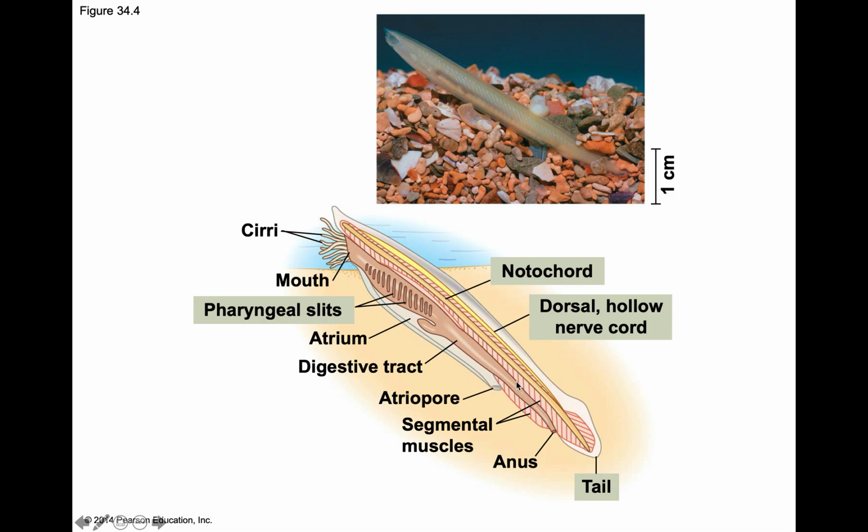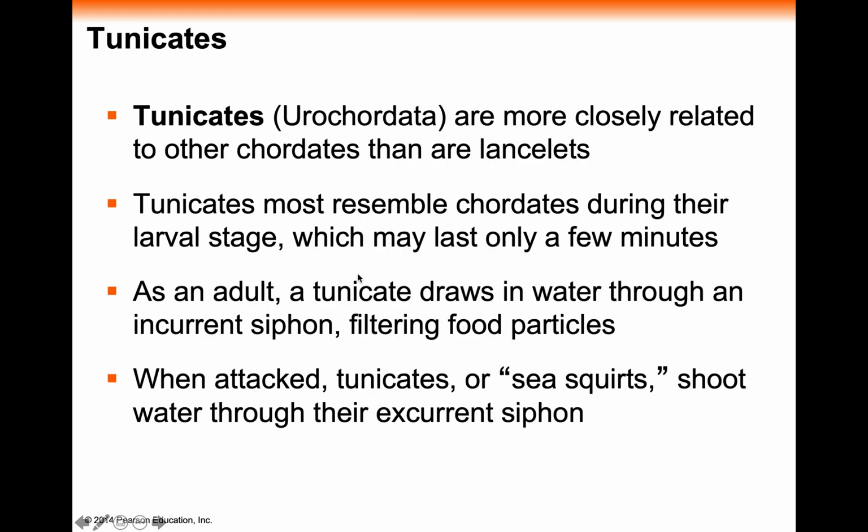And then we can see these segmented muscles. That's another characteristic we see in chordates. And then here you have these little barbels, or almost tentacles, that they use to basically grab food out of the water. And they can swim around.